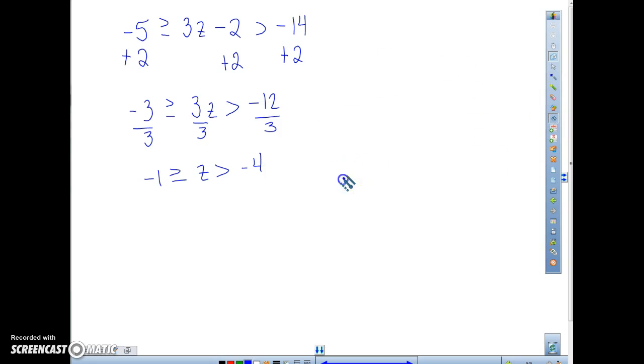So I'll do my number line here. I may start a little lower. I'm going to start with negative 5. So negative 4, negative 3, negative 2, negative 1, and 0. So if I look at this, negative 1 is going to have a closed circle on it. Negative 4 will have an open circle.